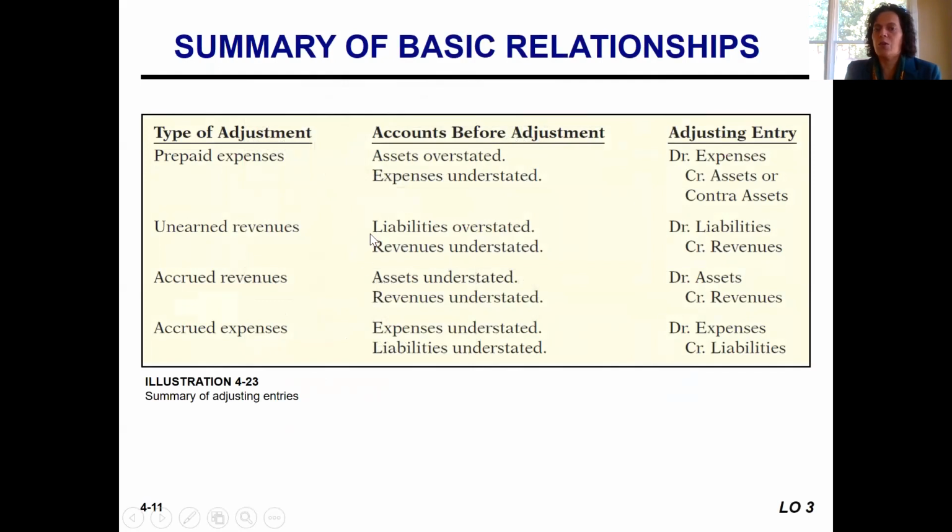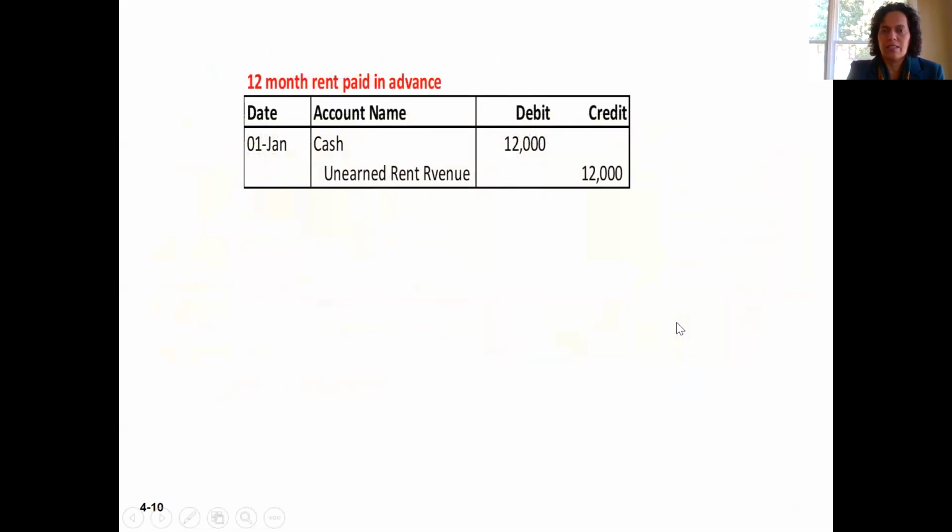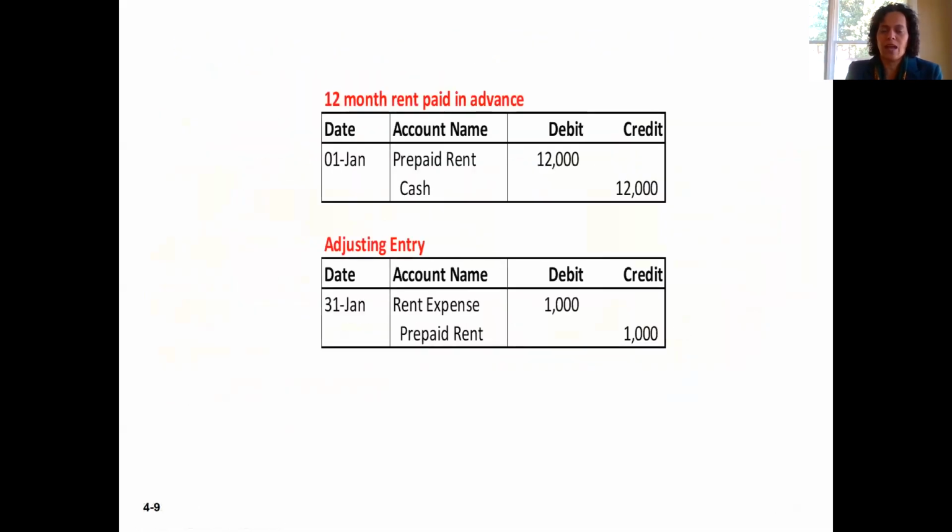What happens if we don't do these adjusting entries? So I'm going to go back to the previous slides and see what happens if I don't do the adjusting entry. So if I did not do this adjusting entry, at the end of the month, I have not recognized an expense, which means the expenses are understated. My prepaid rent should be only $11,000 at the end of the first month, but if I don't do the entry, it will still show $12,000, which means my asset will be overstated.